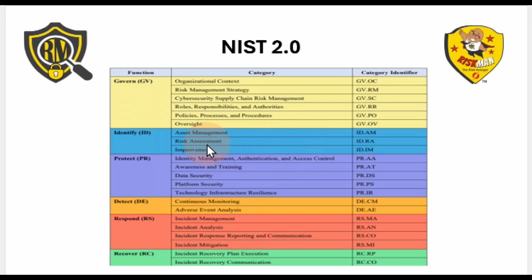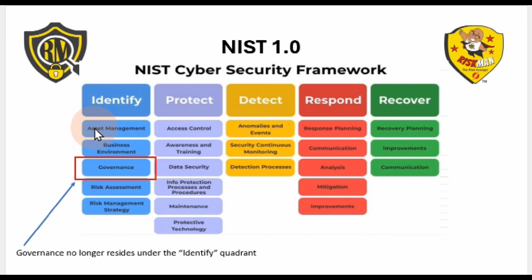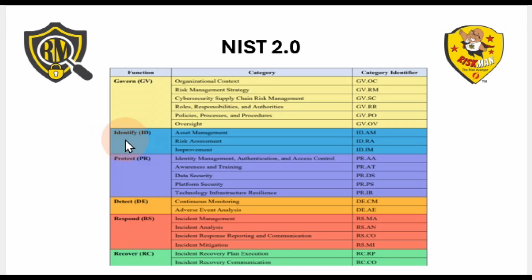So you have asset management, risk assessment, and then you have the improvement right there. And you have only 3, just to give you an example, in the identify, whereas here you have 5. And so they made the governance its own arm, and then took out another one of these. I believe they took out the business environment in there as well. So that is the differences between NIST 1.0 and NIST 2.0.